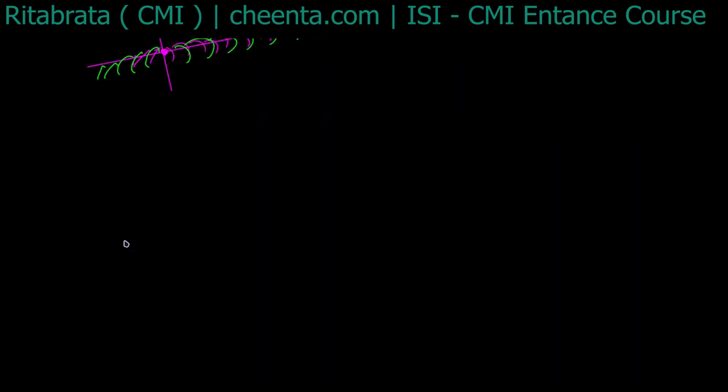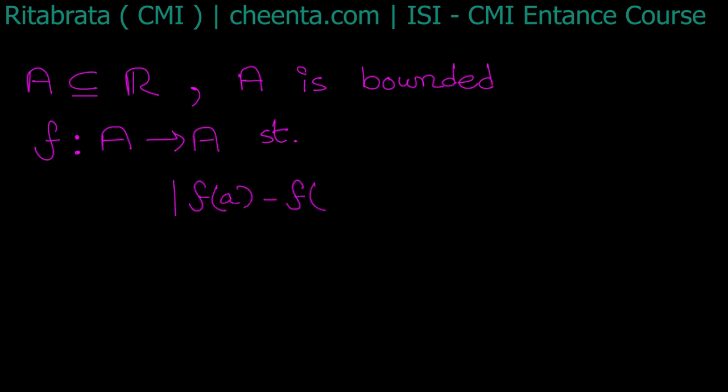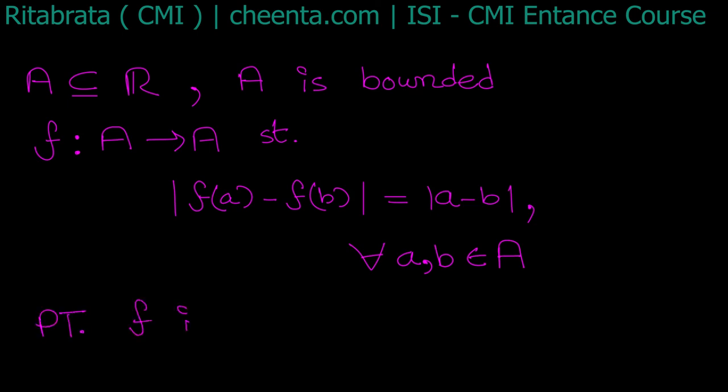So as promised, I'll give you a similar type of problem. So the problem is: A is a subset of R, and A is bounded. f is a function from A to A such that mod of f(a) minus f(b) is the same as mod of a minus b for all a, b in A. You need to prove that f is bijective.